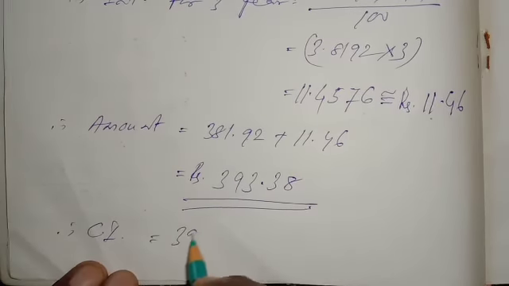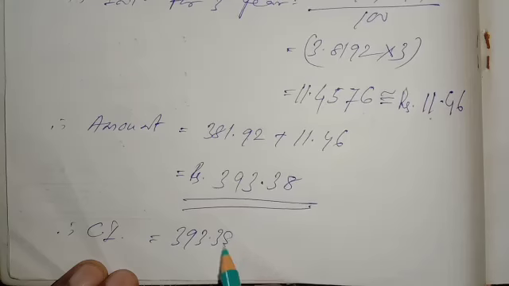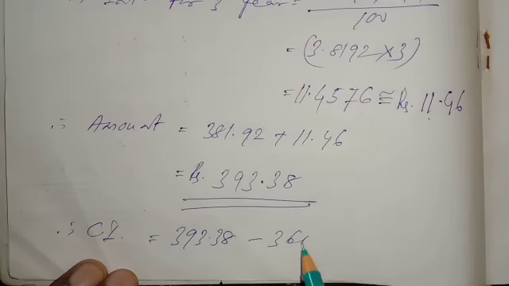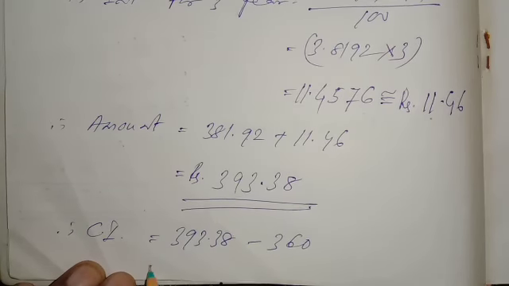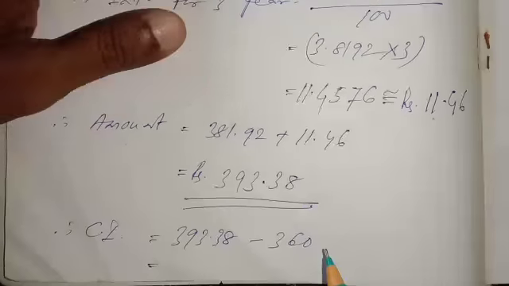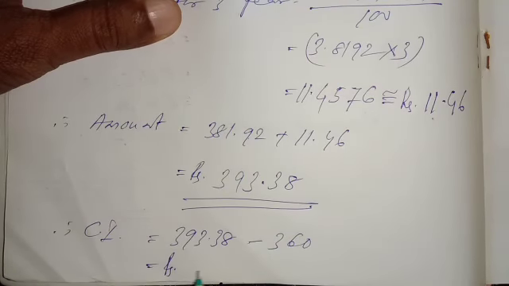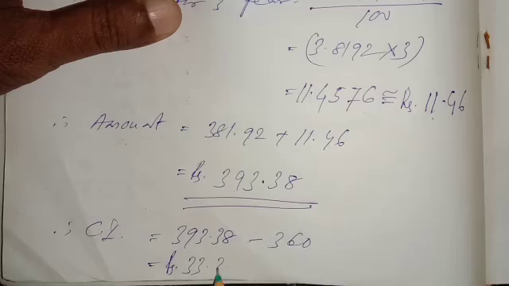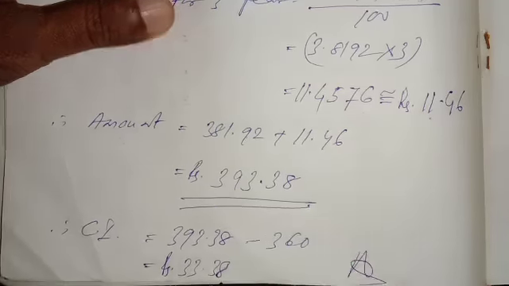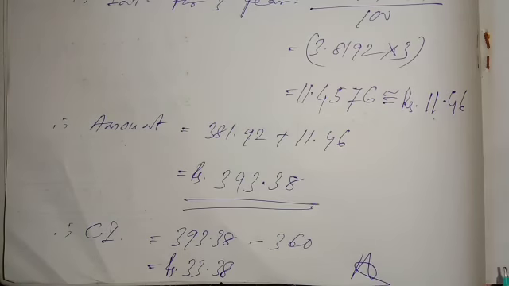Final amount 393.38 minus 360 rupees, this is the principal. Okay. If you subtract, how much will you get? Rupees 33.38. In this way, question number 1, second part completed.